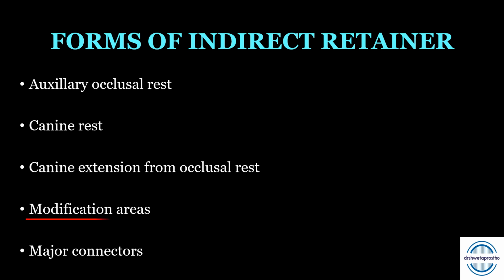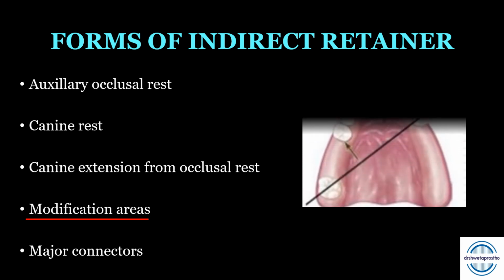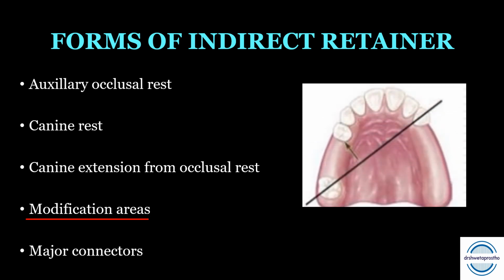Next are the modification areas. Now see, this is a class 2 mod 1 case. The fulcrum line will pass from the distal occlusal rest. So the correct position of the indirect retainer will be away from the fulcrum line. So the occlusal rest given on the mesial abutment or the anterior abutment of the tooth bounded area or the modification area will act as an indirect retainer in this case.